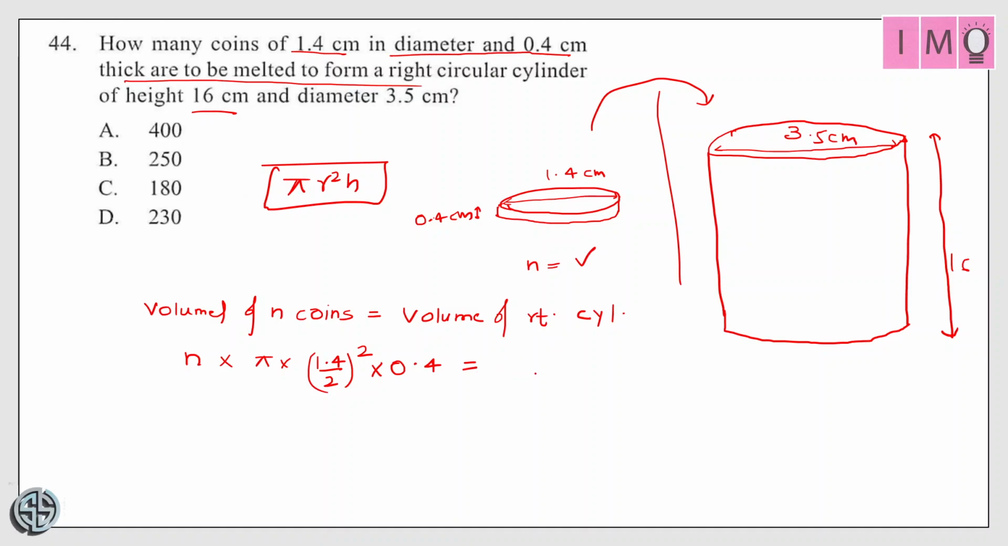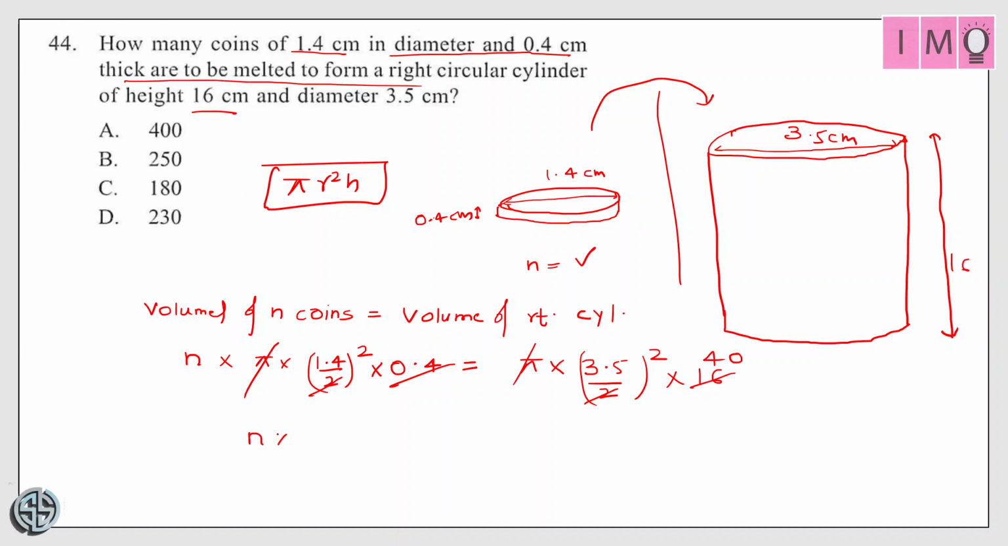Now if I compare with the volume of the right cylinder, again the formula is pi r square h. R here is 3.5 upon 2 because the diameter is 3.5, and r square, and the height is 16 centimeter. Now I have to just cancel out. You can directly cancel pi with pi. 2 in the denominator, 2 square and 2 square here we can also cancel out. 0.4, when you cancel out, you will get 40.